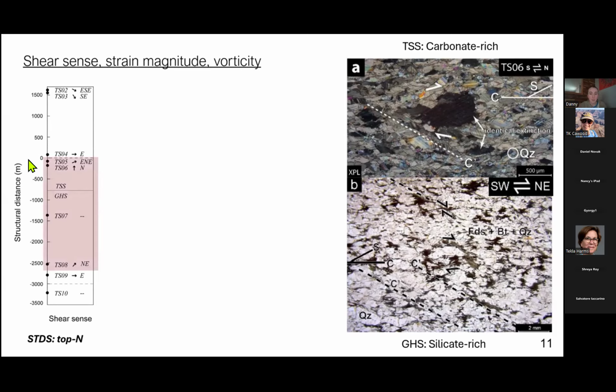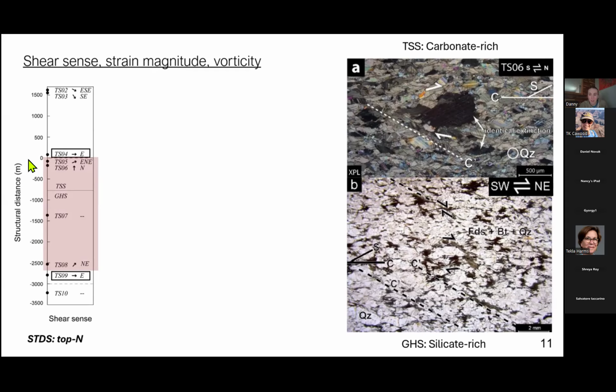And this highlighted box here represents the structural levels for which we see this top north component in both field and microstructural observations. And I'd like to draw your attention here to the fact that immediately above and beneath this top north zone, we see rocks showing a top east shear sense. So this highlights that there's potentially some complexity in the shear zone boundaries.